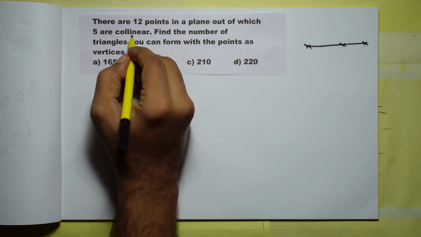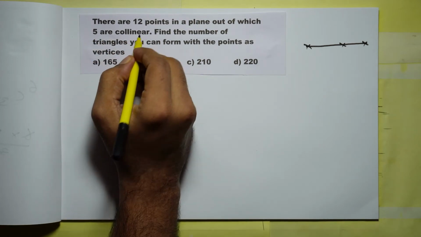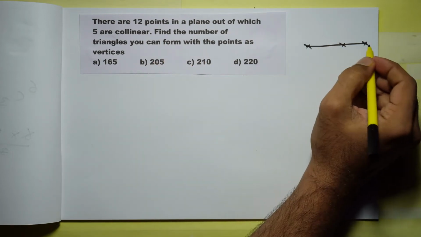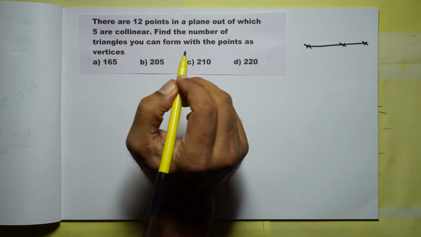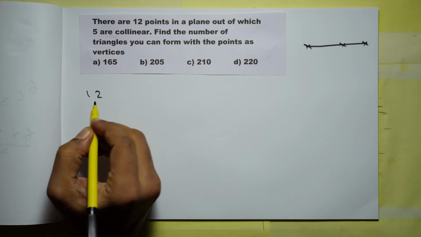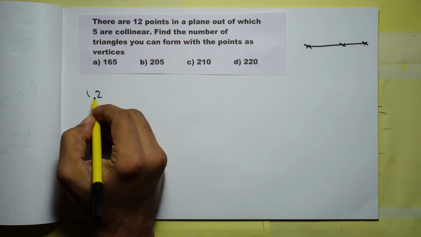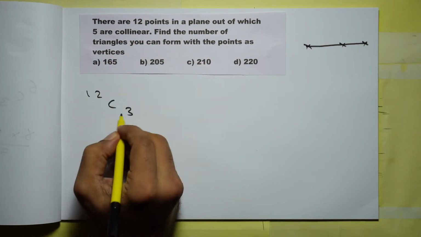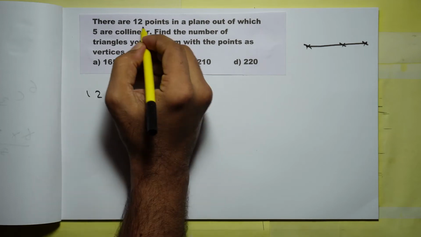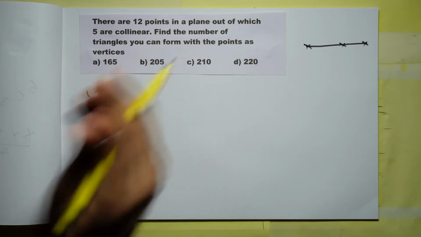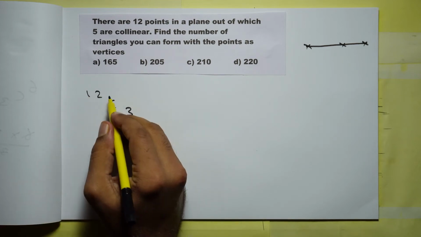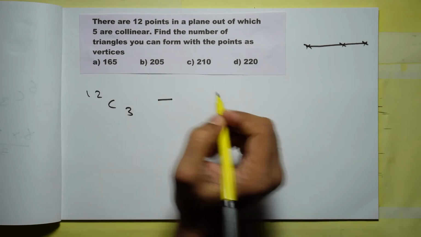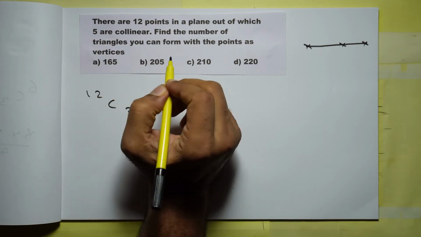So there are these 5 points which are collinear. And because of that, we will not be able to form certain triangles. Now those triangles which we could not form, we will subtract from the total number of triangles. So altogether 12 points are there. We are assuming that no 3 of them are actually collinear. So the total number of triangles possible is 12C3. You can choose any 3 from the 12 because we are assuming that no 3 of them are collinear. So this is the total number of triangles that would have been possible. From that we'll subtract the number of triangles which we could not form because 5 of them are collinear.